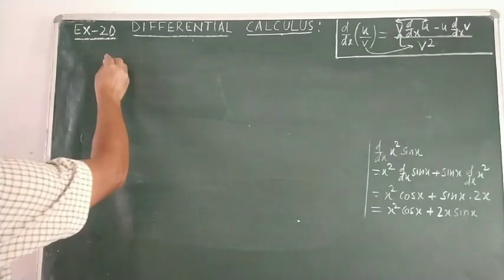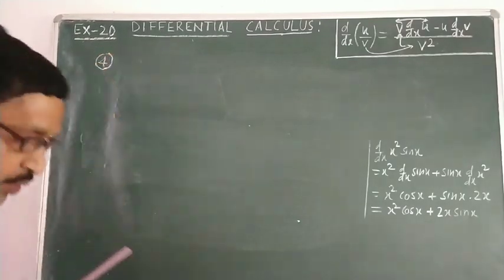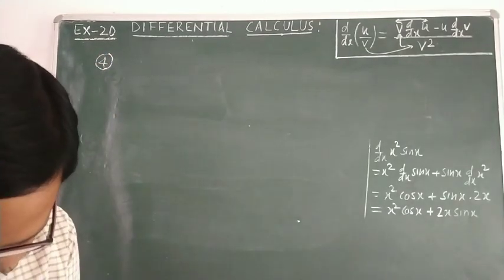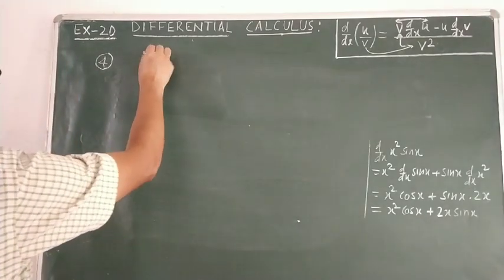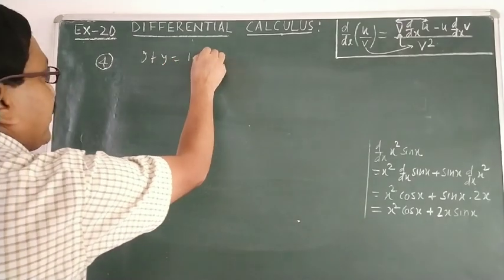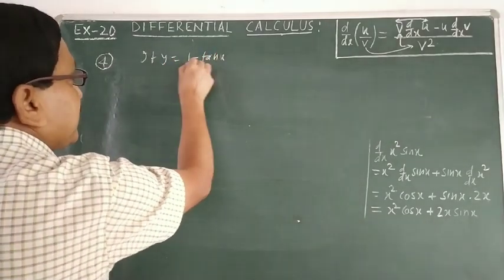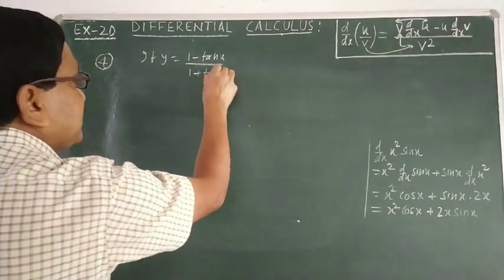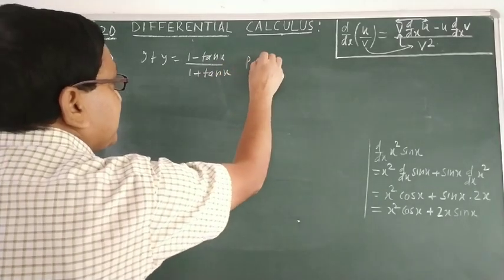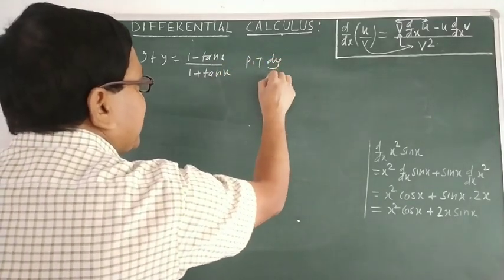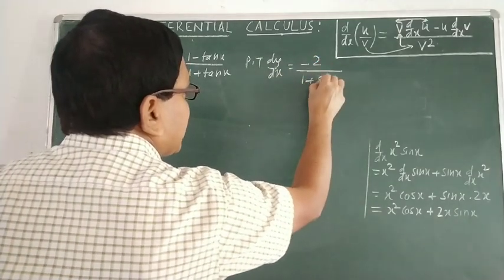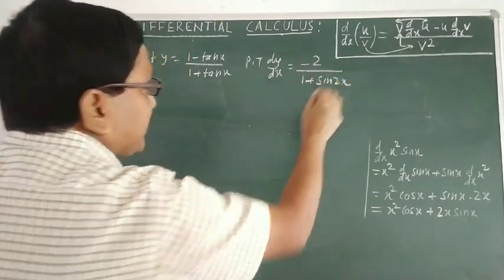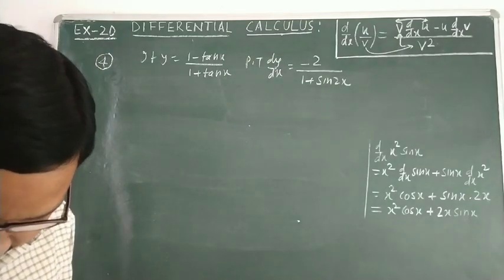This is the fourth number problem. Let me copy the fourth number. If y is equal to 1 minus tan x by 1 plus tan x, prove that dy by dx is equal to minus 2 by 1 plus sin 2x.